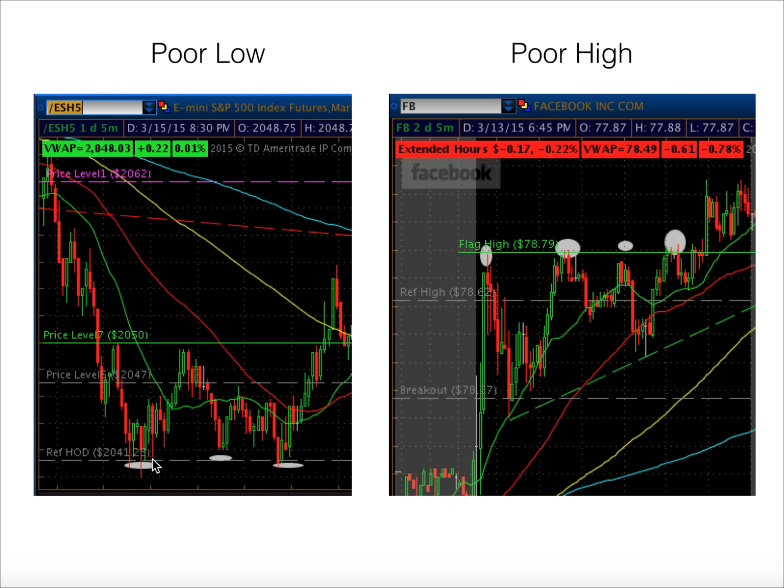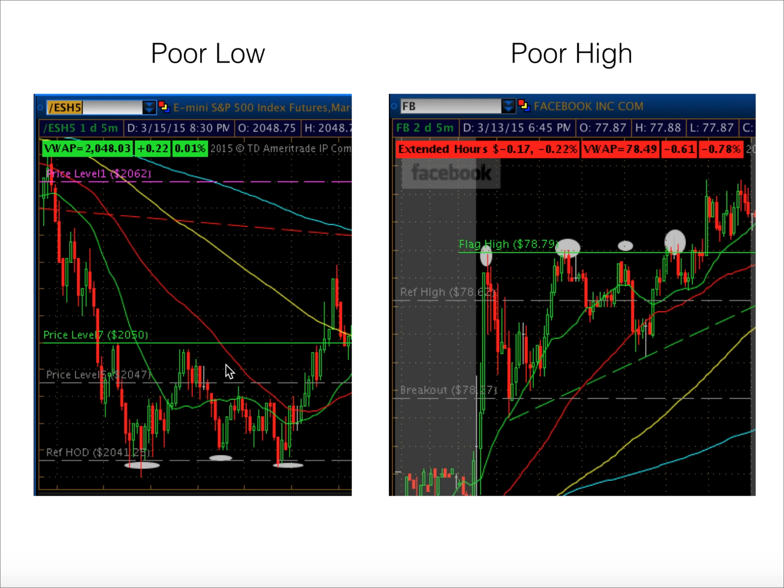You could see these multiple bangs, and when you can't get initiative sellers to reward you with still lower prices, you get a back off here. This is the opposite of a liquidation break. It's like a re-liquefaction rally, a short covering, a squeeze, if you will. So this still leaves the poor low, meaning that there was no excess to the auction to the downside.